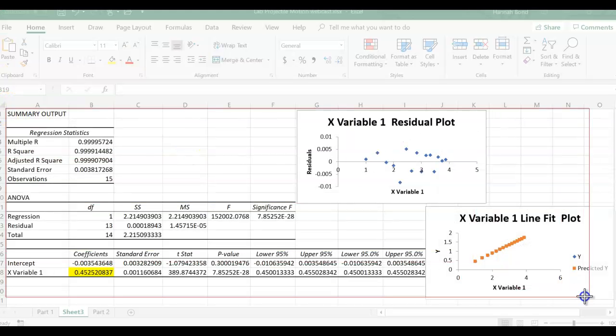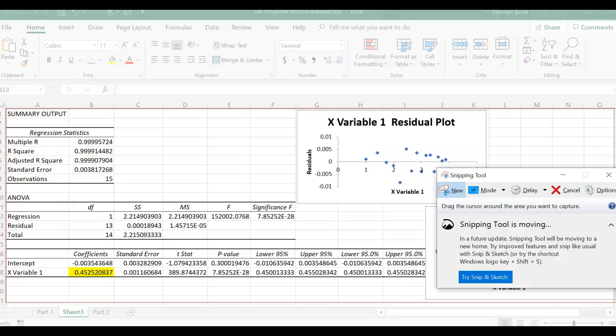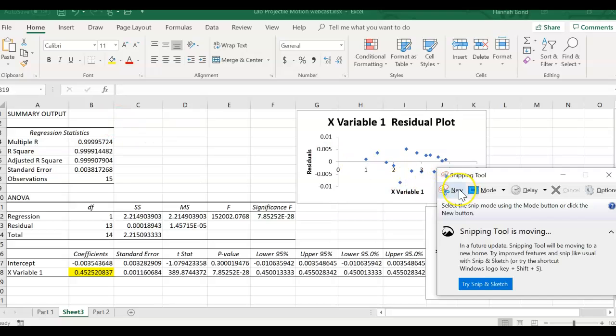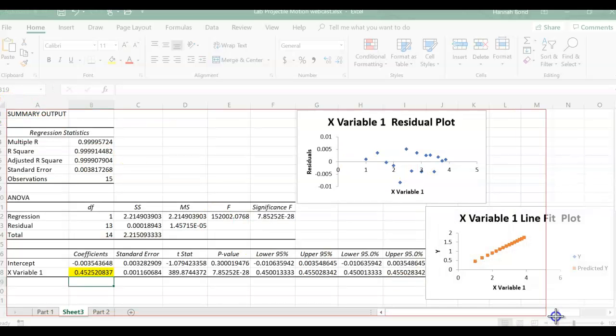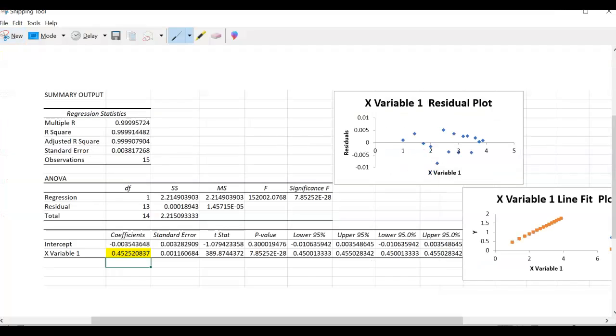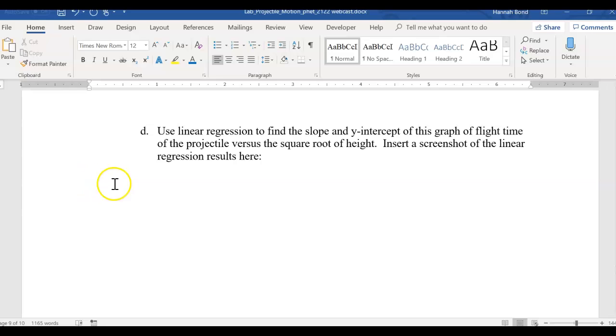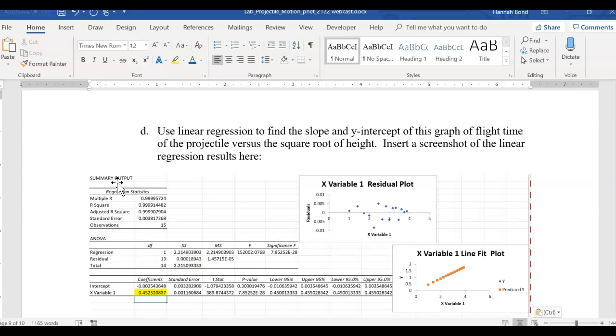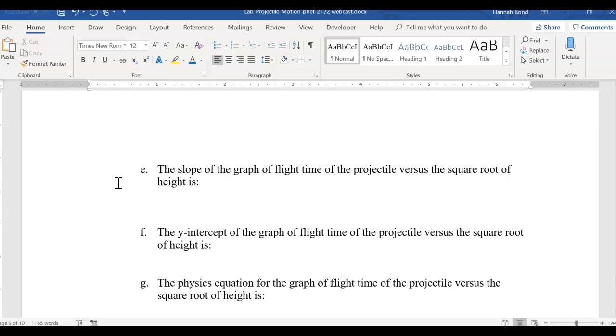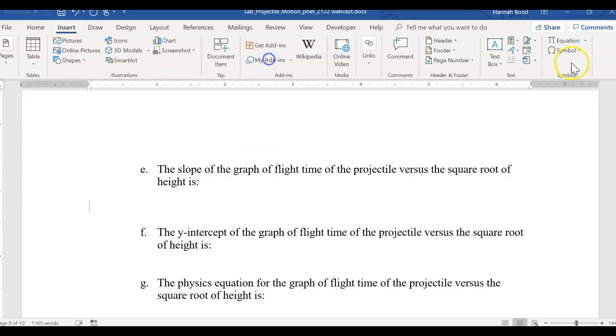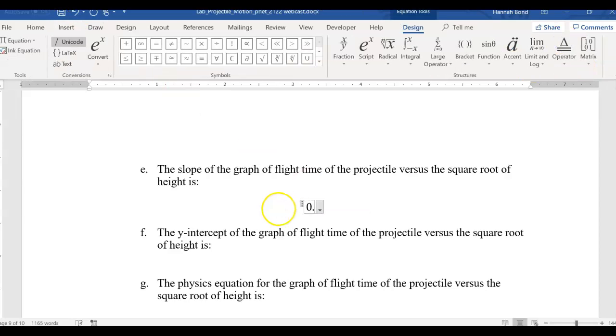Okay, so I'm going to snip a copy of this to put in my lab report. That didn't work. I'm going to snip a picture of this to put in the lab report. There we go. Now we put it right here after number D. And then, okay, it says, what is the slope? And so we had 0.453. Oh, we have to put units.